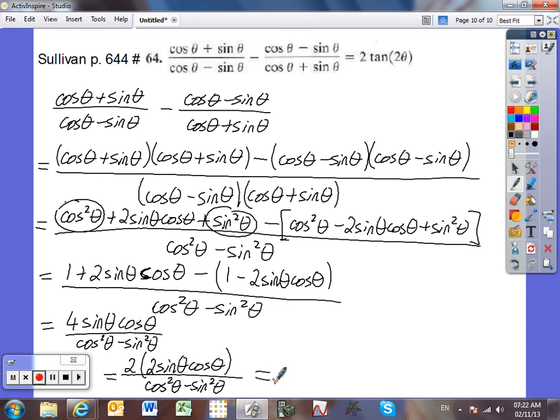You might now recognize the numerator as being a sine of 2 theta, and you might recognize the denominator as being a cosine of 2 theta. And of course, sine of an angle over cosine of that same angle is going to equal tangent of that angle, and we've got the right-hand side as required.